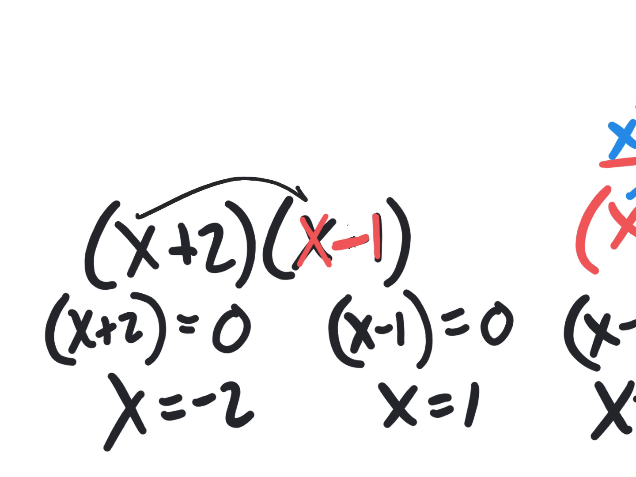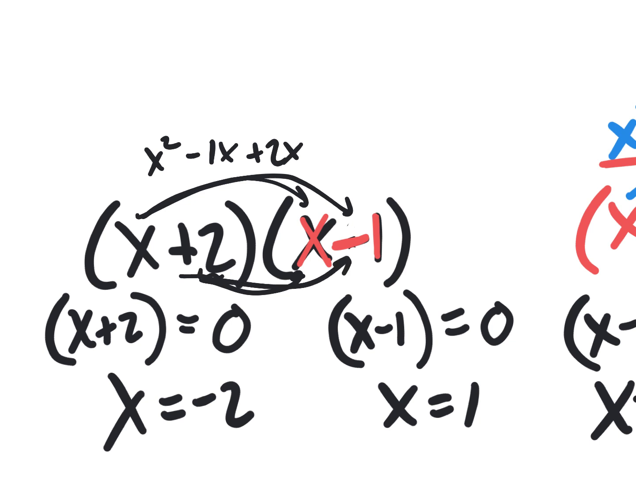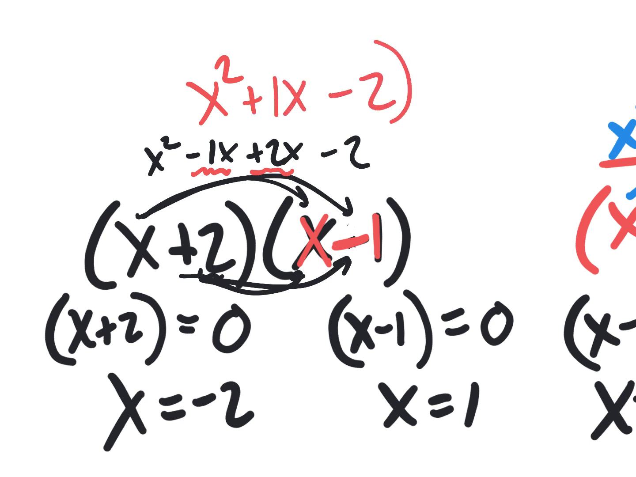Let's distribute. X times x is x squared. X times negative 1, negative 1x. 2 times x, positive 2x. 2 times negative 1 is negative 2. So we still need to combine like terms. The negative 1x and the positive 2x ends up being just 1x. So I really have x squared plus 1x minus 2. And that's a quadratic trinomial that we get after multiplying these binomials.